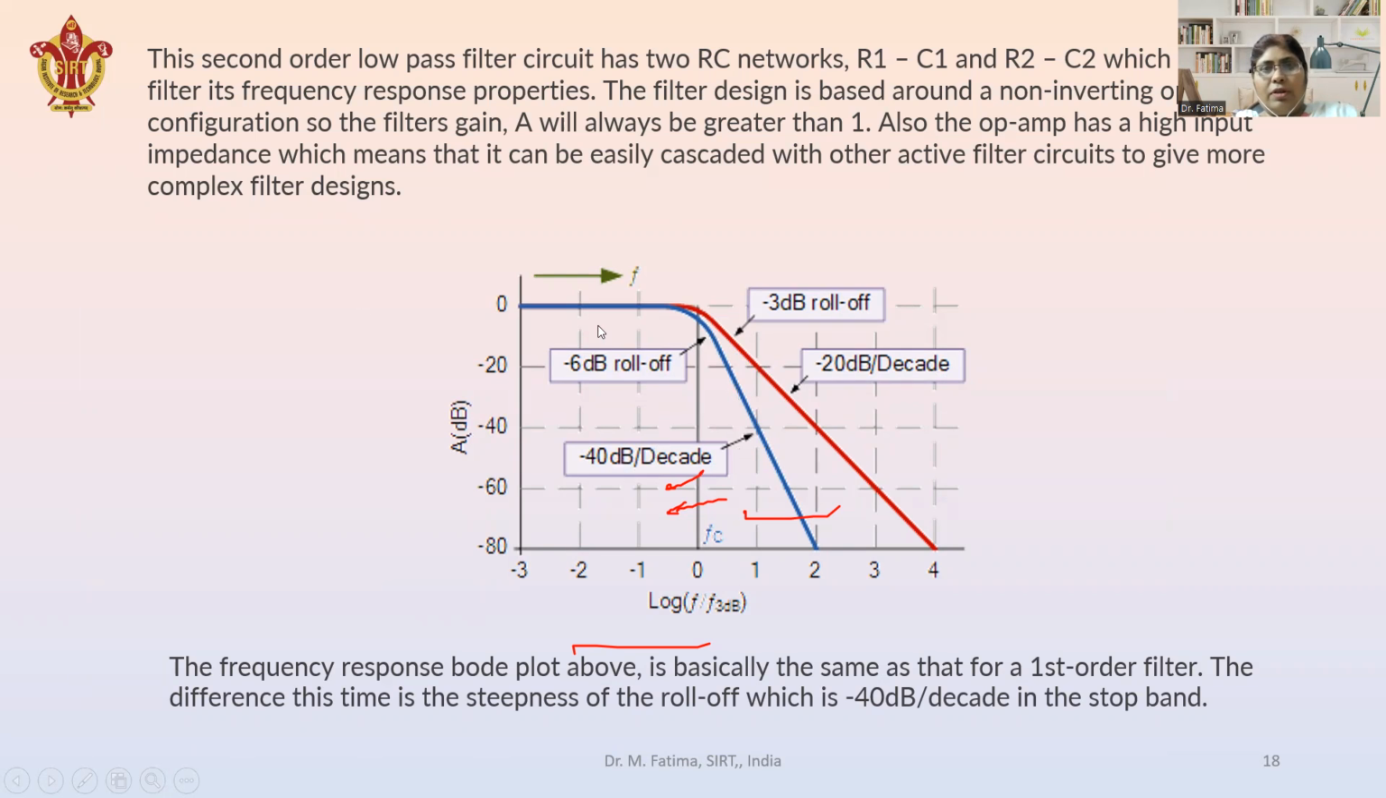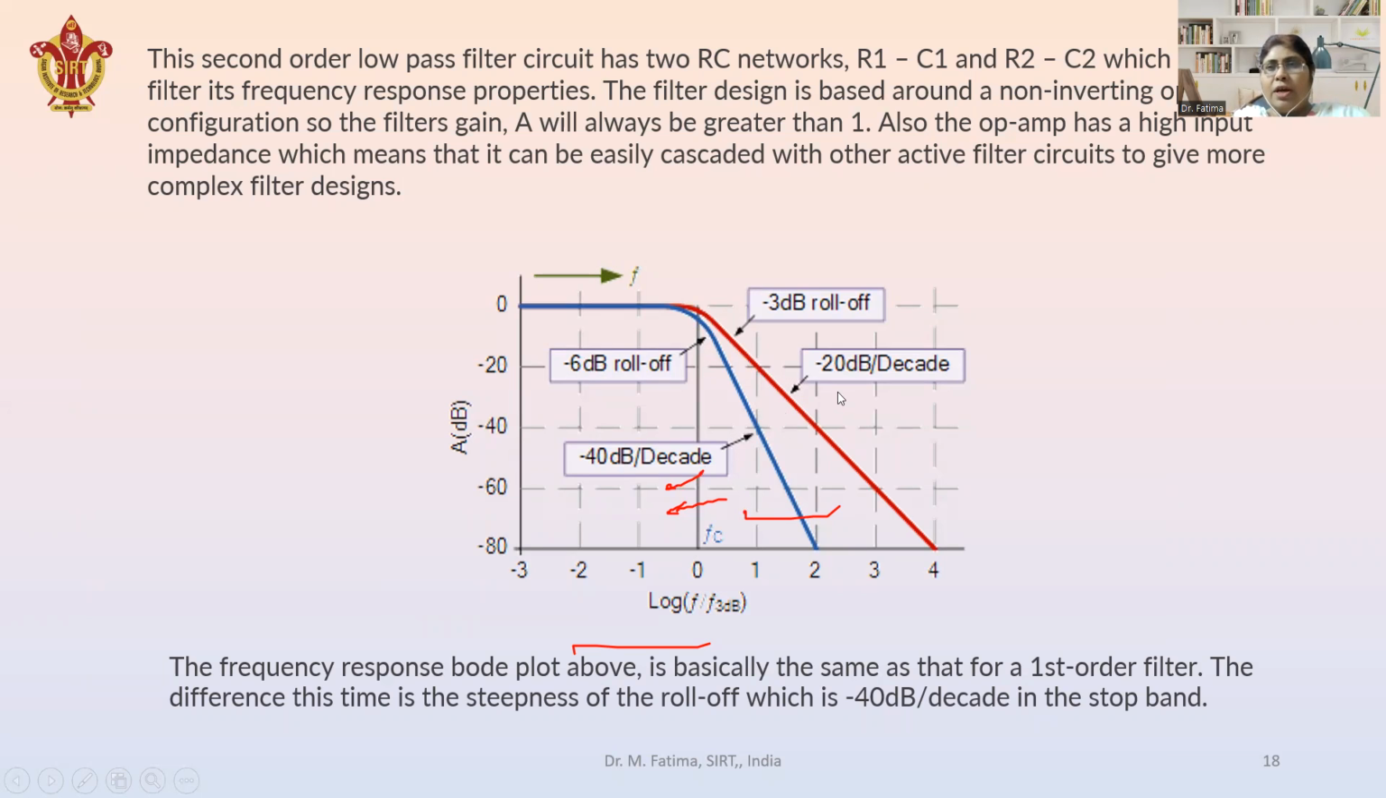So what is the requirement from the filter? After the cutoff frequency, the slope must be very steep. But practically, immediate attenuation to zero is not possible in filters. The signals attenuate slowly, but with the increase in the order of the filter, this slope increases. For the third order filter, the slope becomes minus 60 dB per decade, and so on.